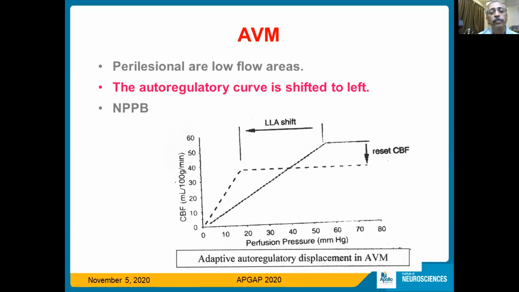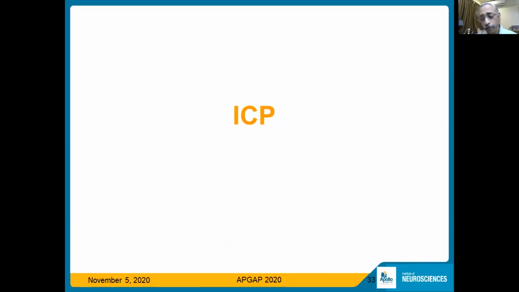So in these patients post-operatively, we normally keep the mean pressure around 80 to 90 millimeters of mercury to ensure that there is no perfusion pressure breakthrough. Coming to the ICP, that finishes the cerebral metabolic rate, cerebral oxygenation and cerebral blood flow.